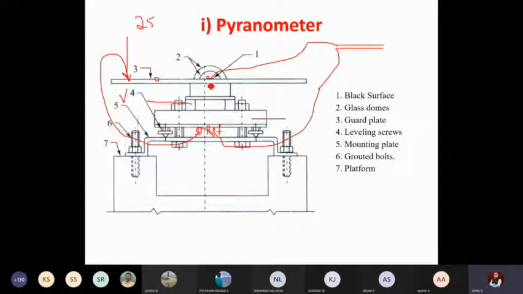So in order to avoid that, this is kept isolated. Over a period of time, say 10 minutes, equilibrium is reached. By that time, this will sense only the room temperature, whatever is there. This will sense a very high temperature as the radiation is falling on it.